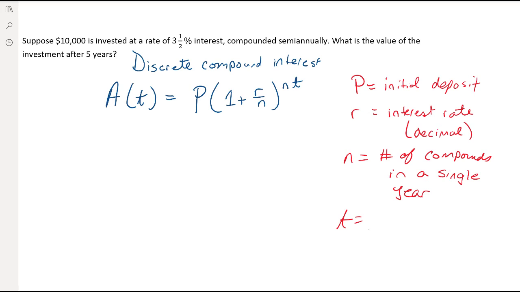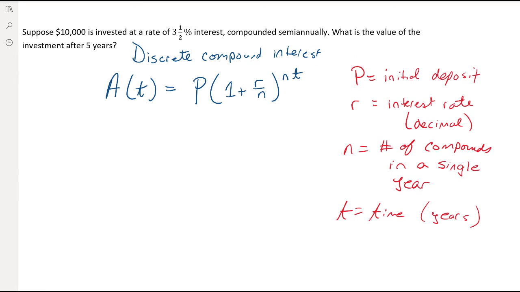And then T, as you probably guessed, represents time. And for us, it's often going to be in the time scale of years. Okay? All right, so putting all that information together, we know that we are trying to calculate the amount in our bank account after 5 years. So they want us to calculate A of 5, which equals our P, our initial deposit. We put in $10,000 times 1 plus R, our interest rate. So 3.5%, which I have to write as a decimal.